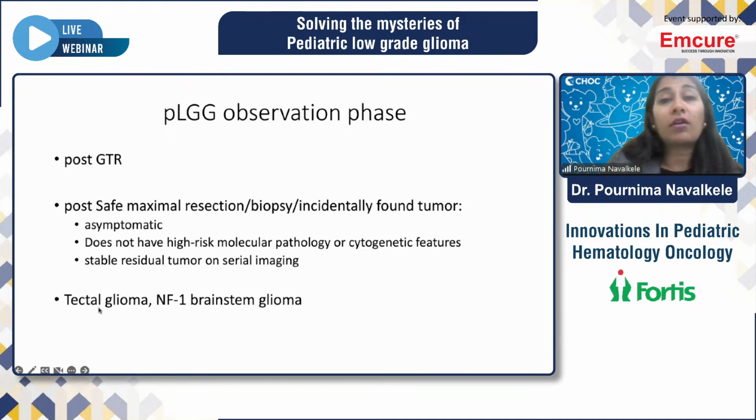The other entity where observation is completely okay is tectal gliomas. Many times you will see a patient coming in with hydrocephalus-related symptoms who is found to have tectal location gliomas. And these are typically small, rounded, enhancing or non-enhancing tumors. And as long as the neurosurgeons have managed the hydrocephalus with endoscopic third ventriculostomy, then you do not need to offer surgical resection or any further treatment. Another entity is NF1 brainstem glioma. As I mentioned previously, these patients can be observed if they are asymptomatic.